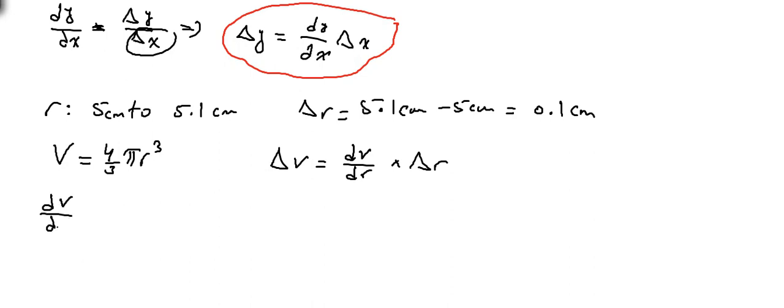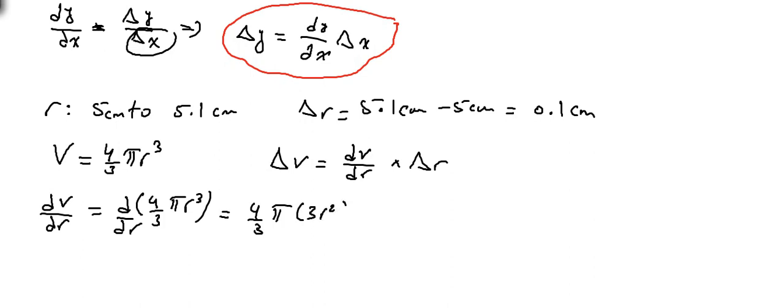Delta V over dR is equal to the derivative of 4 over 3 pi R cubed with respect to R, right? 4 over 3 pi is a constant number. Take it outside. What is the derivative of R cubed? It's 3R squared. For sure, we should multiply by dR over dR, and this is 1 because I'm deriving with respect to R. So the final answer will be 4 pi R squared.